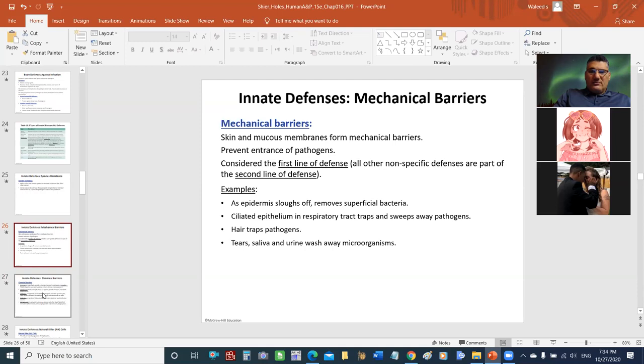Mechanical barrier. Mechanical barrier is the first line of defense, like the skin, the mucous membrane, and anything related to those. What's related? Like skin, you have your nails, you have your hair. So this is part of the mechanical barrier. Tears in your eye, saliva in your mouth, urine in your urinary system. All these are mechanical barriers to wash away and prevent things from coming in.